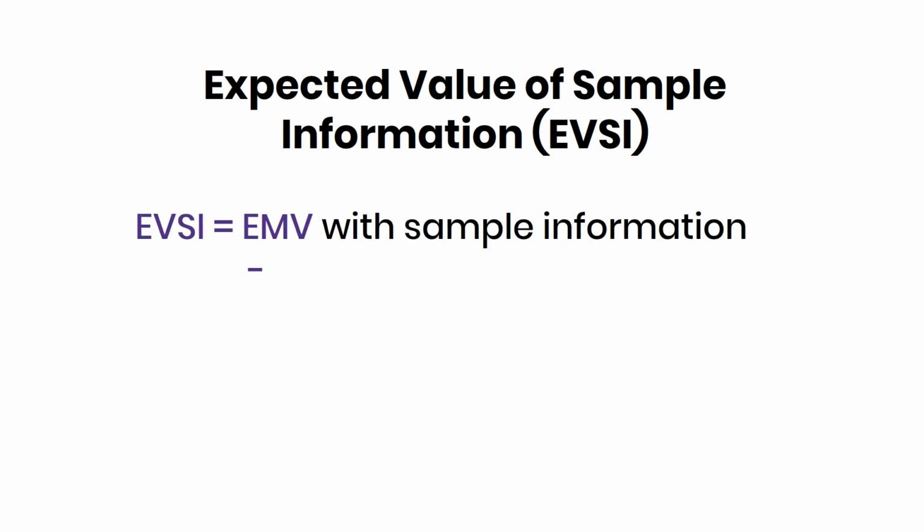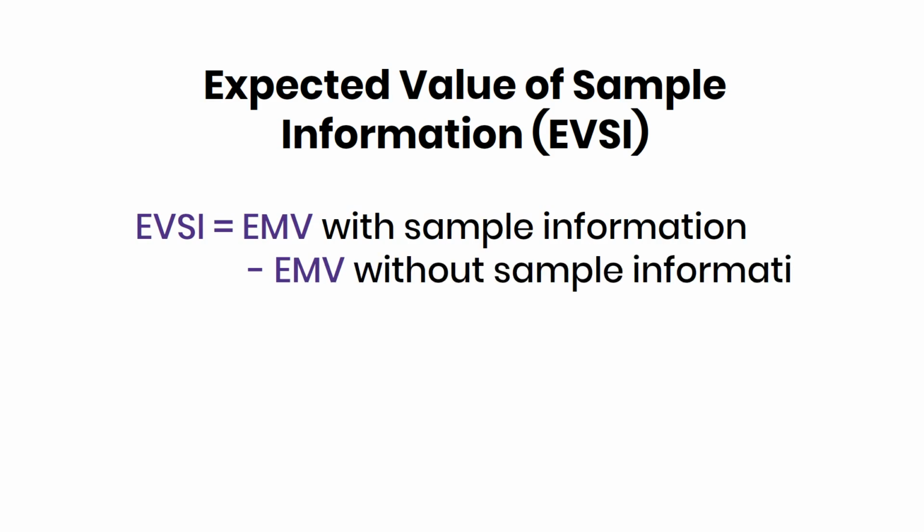One of the key metrics in decision analysis is the expected value of sample information, EVSI. The EVSI equals the EMV with sample information, assuming no cost for the information, minus the EMV without sample information. This metric helps decision makers determine the value of obtaining additional information before making a decision. If the sample information is perfect, the efficiency of the sample information would be 100%, meaning that the additional information completely eliminates uncertainty.